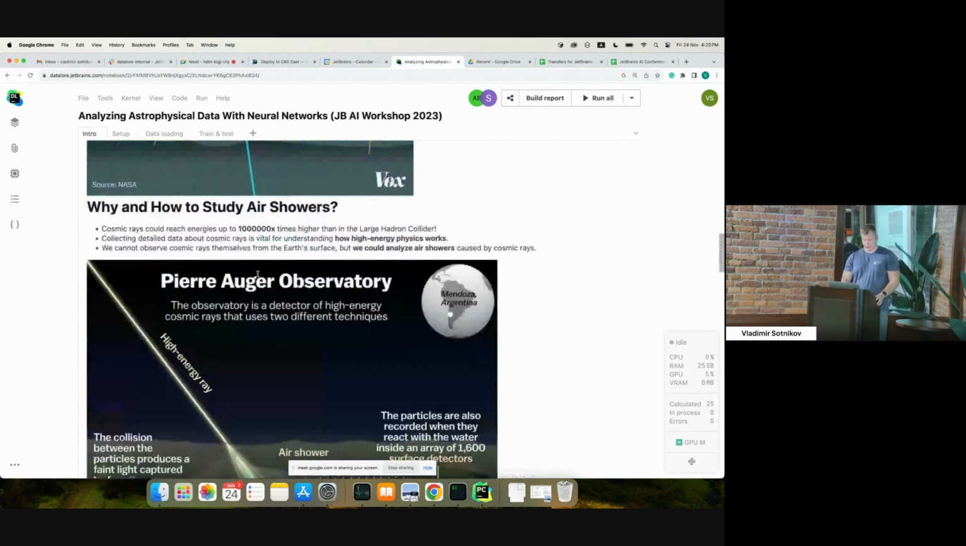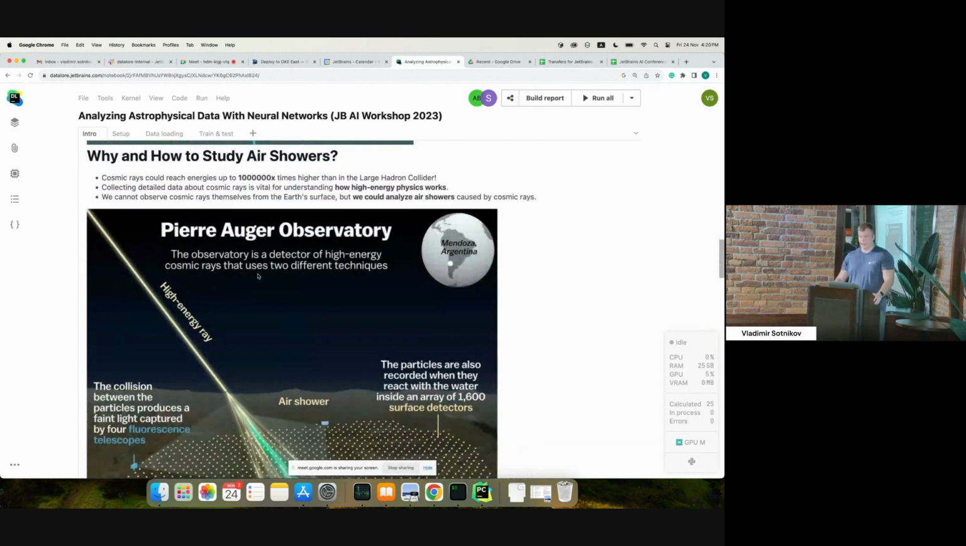Why and how do we study air showers? First of all, primary particles of cosmic rays could have energy a million times higher than those particles we have in the Large Hadron Collider. That means that, just like in software development, where our test fixtures should check for some edge cases, checking the data produced by these ultra high energy particles helps us to check edge cases for physical theories. So we could check if some particular physical model matches the data that we obtain from these events.